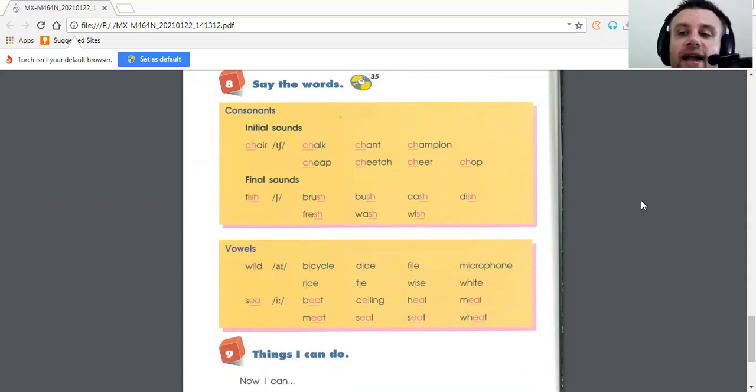Then we go with the vowels. Wild, bicycle, dice, file, microphone, rice, tie, wise, white, see, beat, sailing, hear, meal, meet, seal, sit, wit. Try to repeat that two times. And just after that, we go on the next page for the new unit.